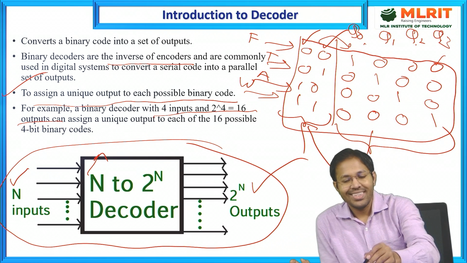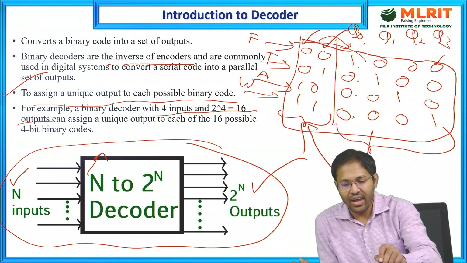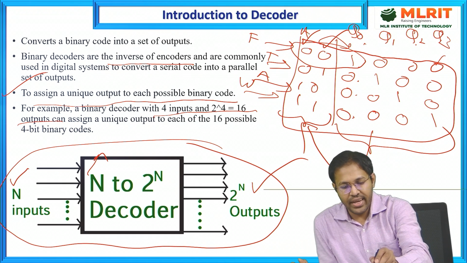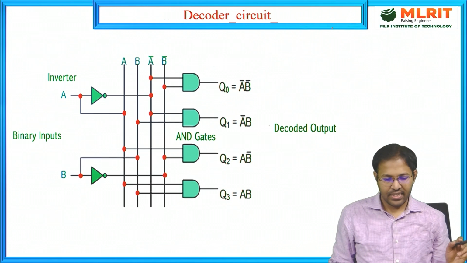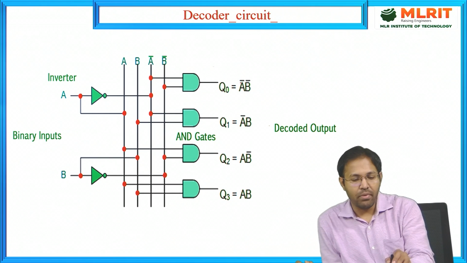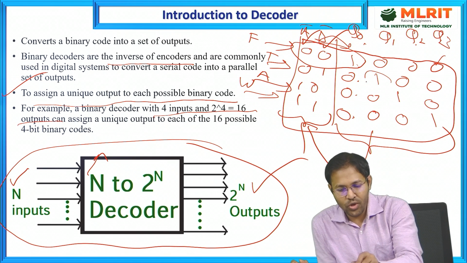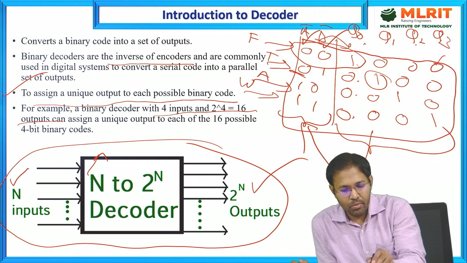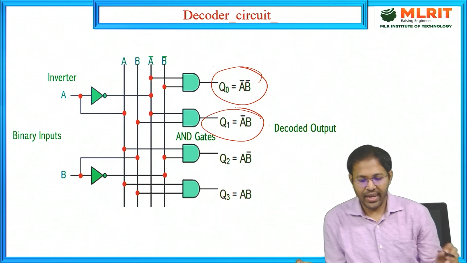So, how can we get the expression for Q0? See all the outputs, where do we have 1? Here we have 1. If the inputs are A and B, the expression of Q0 is simply A bar and B bar. What about Q1? A is in its complement form, B is in its true form. So Q1 will be A bar B.